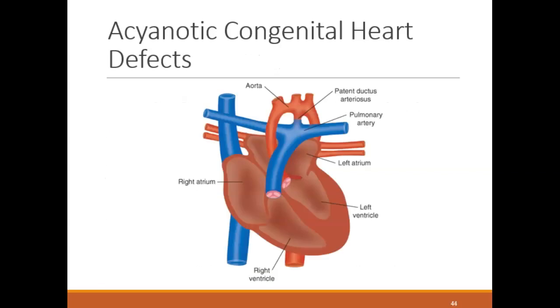Okay, so that is an example of one of the pictures from your book. This is that hypoplastic left heart, which just shows that very small left ventricle. Again, on page 712 of your book, there are a lot of other pictures that help demonstrate some of these defects.